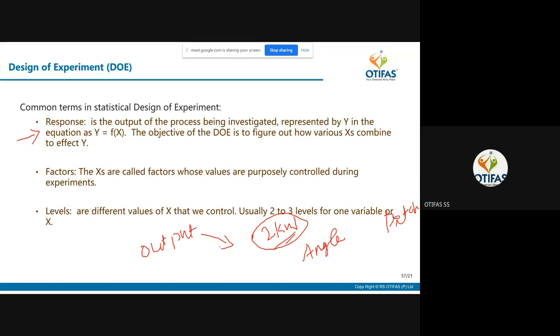Levels are the different values at which you do the experiment. For example, for angle they have 270, 280 and 290, so three levels. For pitch they have 1.4, 1.5, 1.6. Now I want to conduct an experiment on this. If I want to conduct with all the sets, how many experiments do I need to conduct? Any idea?